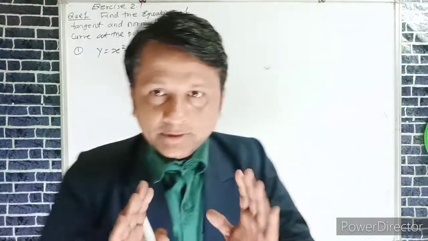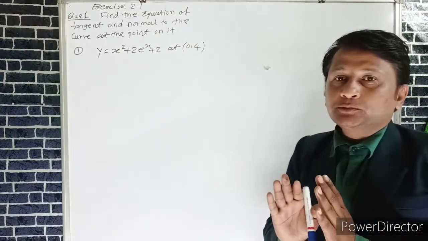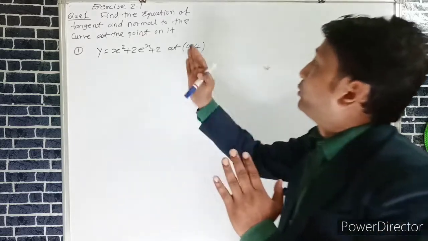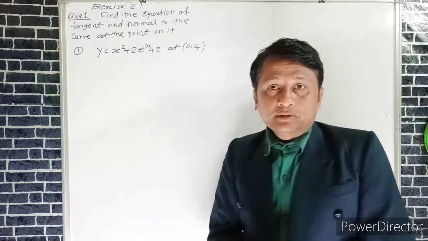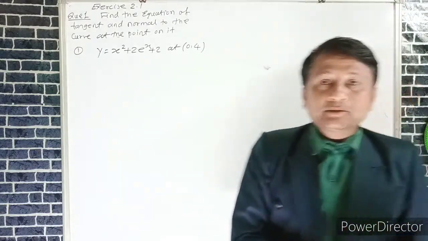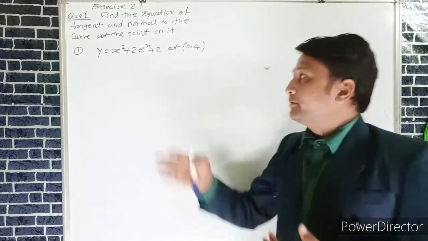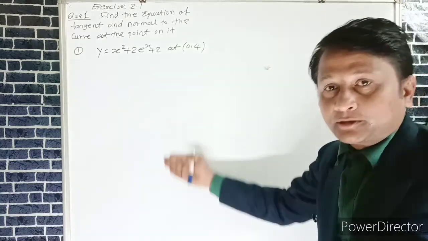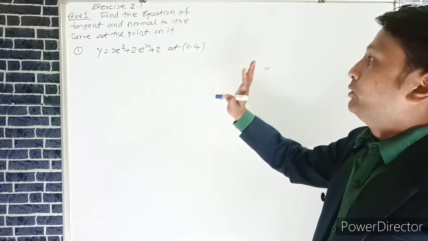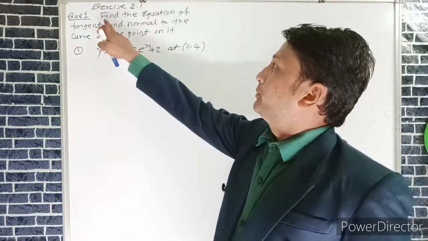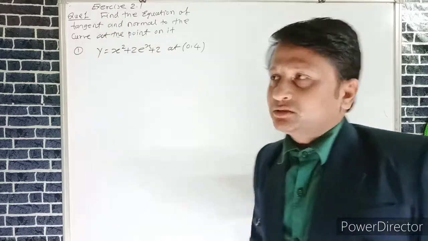So now first we take question number first, which is in the exercise number 2.1, and depends on equation of tangent and equation of normal. The remaining part we continue after this question number first. So first we take question number first, similar questions.